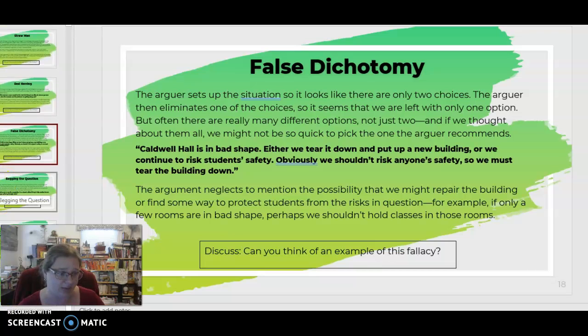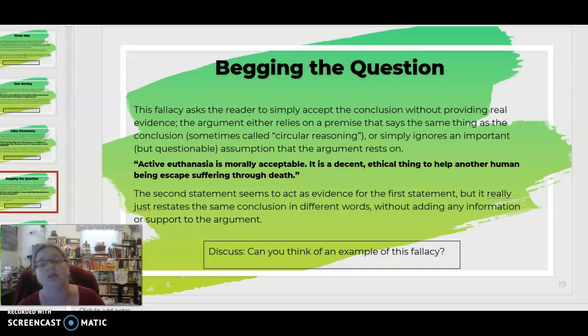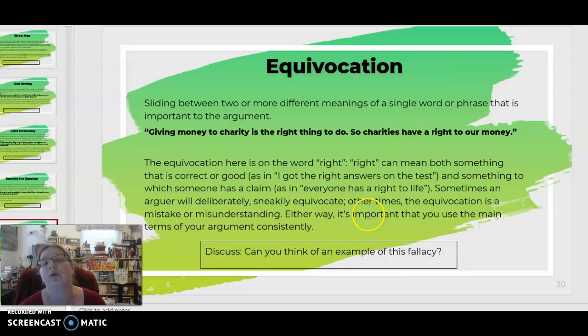I'm going to run out of time. I have two left. Begging the question essentially just is restating the argument in the same way again. It's morally acceptable and it's a decent ethical thing to do. That's not really evidence. And then finally, equivocation is when you confuse the different meanings of a particular word and use them in a manipulative way.